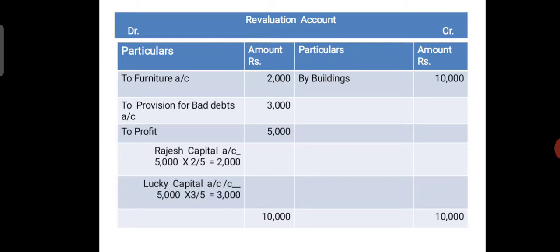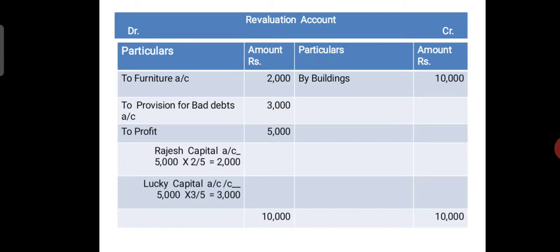See, in the revaluation account credit side, increased value of assets can be shown and decreased value of liabilities can be shown. There is no decrease in the liability in this problem, so only increase of asset can be taken credit side of this account by buildings rupees 10,000. Debit side, decreased value of assets. So what assets are decreased? Furniture 2,000, provision for bad and doubtful debts, that is rupees 3,000. So from 10,000, if you deduct this 5,000, you will get 5,000, that is the revaluation profit.